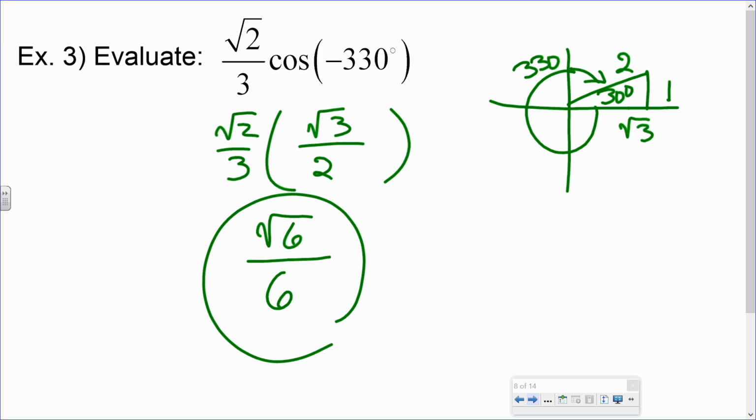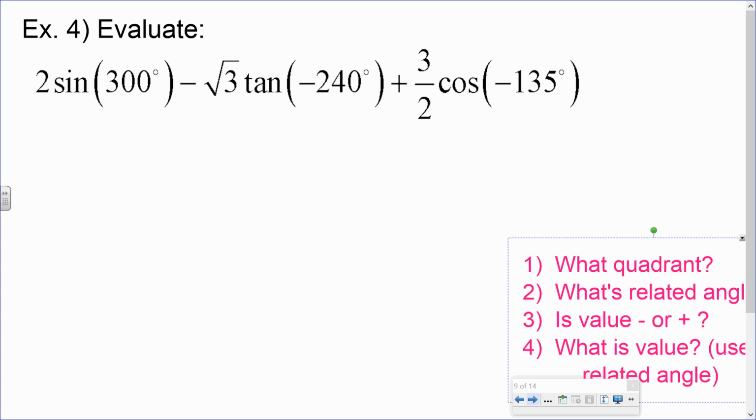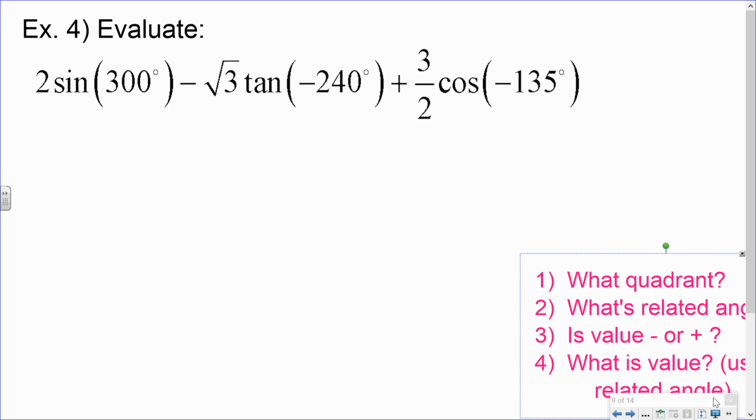Okay, you ready for a complicated one? I think you can do it. So this time we're going to have 3 parts. So it's just like doing 3 problems like we just did, but then putting plus and minus signs between the answers that we get. So we've got to draw the triangle for each piece of this. Figure out what quadrant we're in, draw the triangle, what's that related angle, what's positive, what's negative, what are the numbers for the ratio that we're looking for. So we're going to have 2 times something.